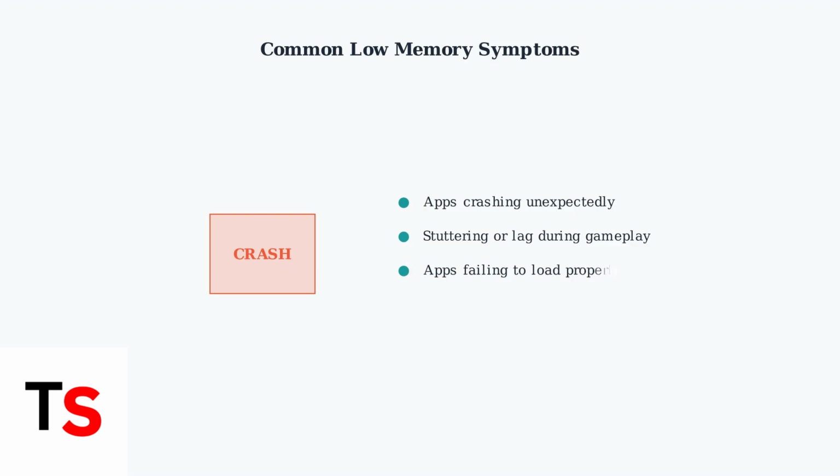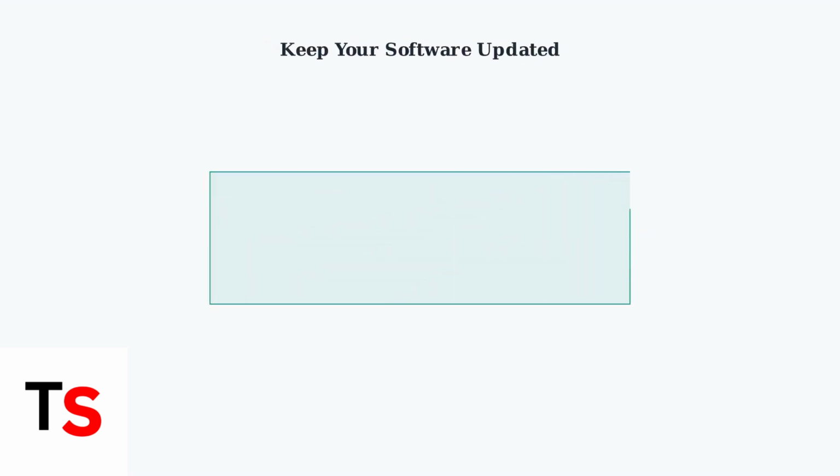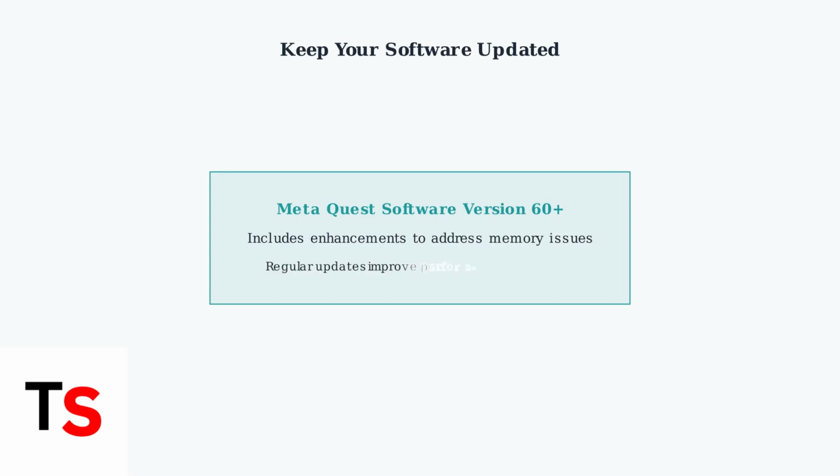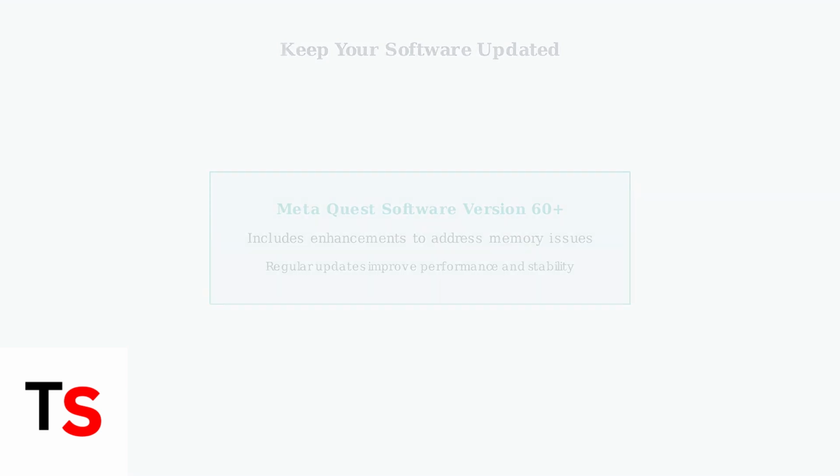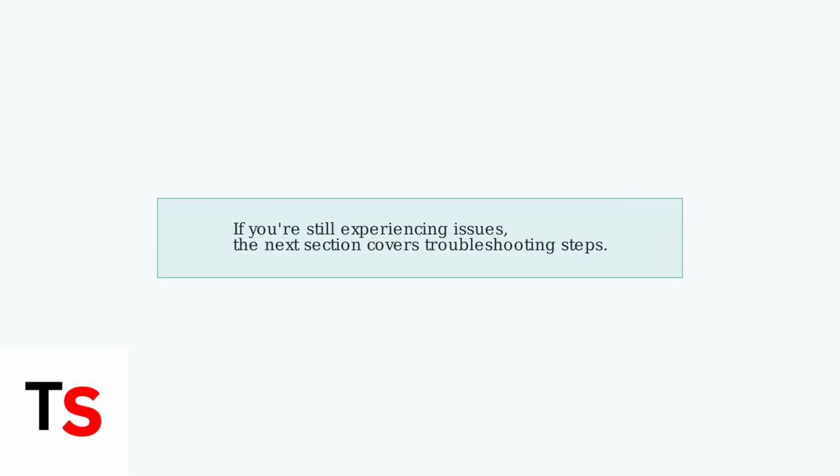Common symptoms of low memory include apps crashing unexpectedly, stuttering or lag during gameplay, apps failing to load properly, and overall slow performance. Keep your MetaQuest software updated, as recent versions 60 and onward include enhancements specifically designed to address memory issues. Regular updates improve both performance and stability. Now that you understand what causes low memory errors and how to identify them, you're ready to learn the specific troubleshooting steps to fix these issues.